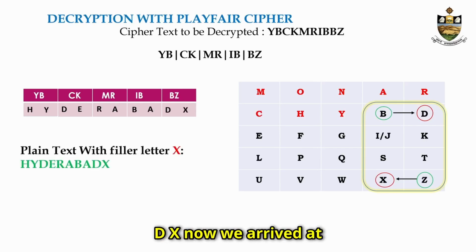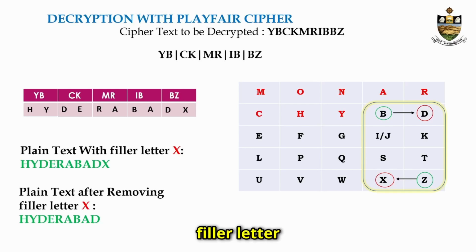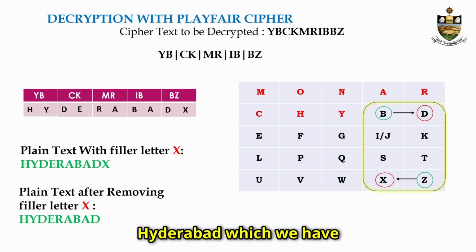Now we arrive at the plain text along with the filler letter X, which is Hyderabad X. After removing the filler letter, the plain text is Hyderabad, which we had taken as plain text for encryption. I hope you are all enriched with the rules to be implemented and the preparation of the table for the Playfair Cipher with this example in a thorough way.